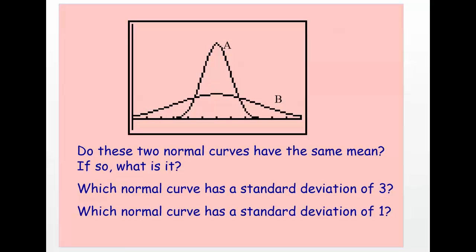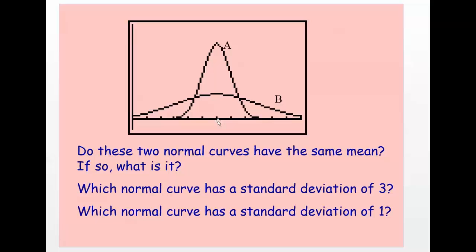Start with the first question. Does it appear they have the same mean? And if so, what is it? Well, they both look like they're centered right above this line. And if I count over 1, 2, 3, 4, 5, 6, it looks like the mean's right there at 6. Okay.